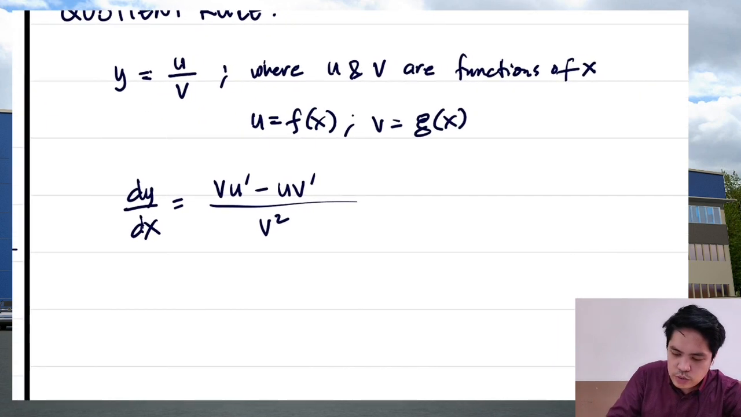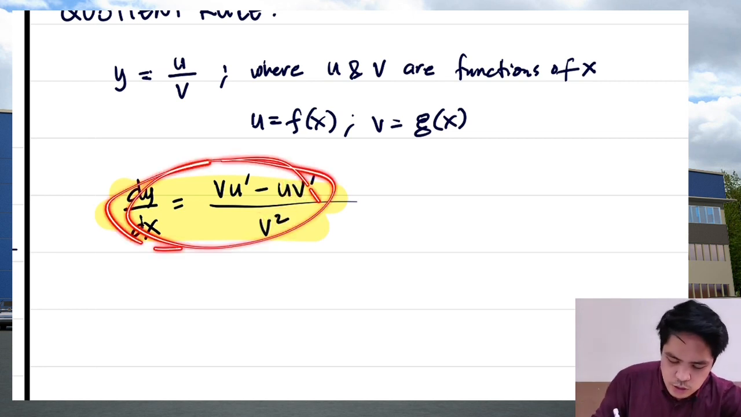So, eto yung rule natin na kailangan memorize. So, the function in the denominator times the derivative of the numerator minus the numerator times the derivative of the denominator over the square of the denominator. So, yun lang i-memorize nyo.